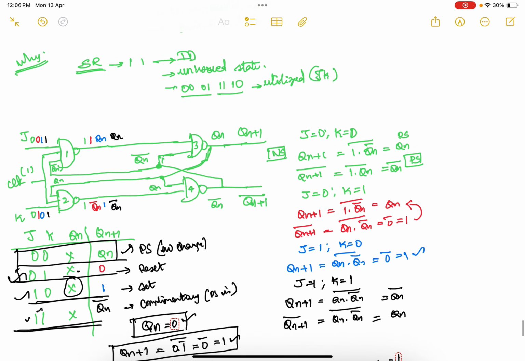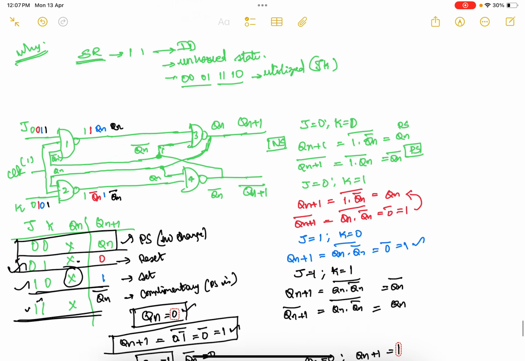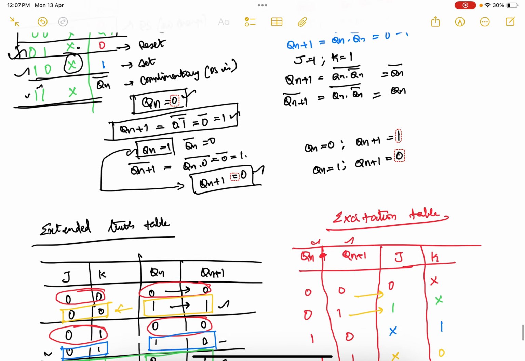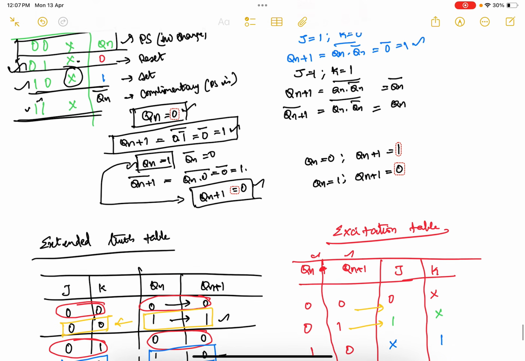And when you draw the normal truth table operation, for the 0 0 condition I am getting the no change condition, which means that the next state is nothing but the present state. For the 0 1 condition I am getting my reset condition, and for the 1 0 condition I am getting my set condition, that is as 1, and for the 1 1 condition the present state is getting complemented. So whatever the present state is, that is going to get complemented. Okay, so this is regarding the truth table.